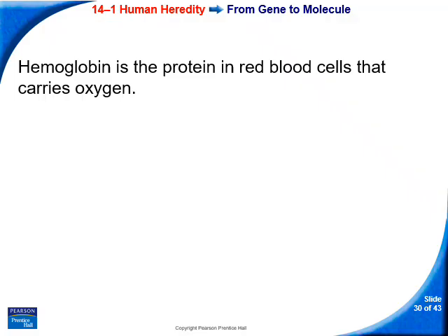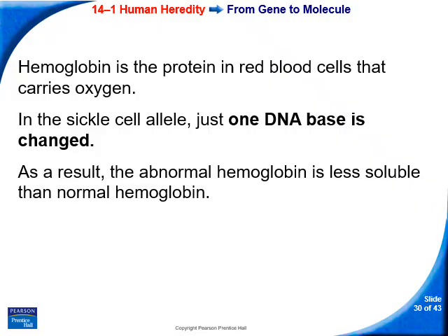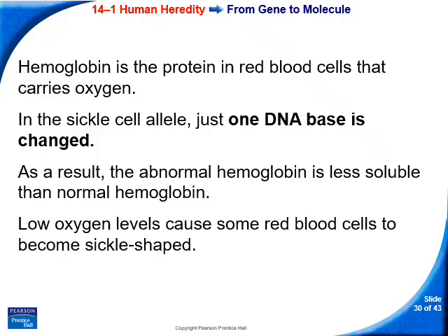Now, hemoglobin is a protein in red blood cells that carries oxygen. If your hemoglobin is unable to carry the right amount of oxygen, then you are always going to be anemic. The sickle cell allele, even if only one DNA base has been changed, can create an abnormal hemoglobin that is less soluble than normal hemoglobin, and it cannot carry enough oxygen. One hemoglobin is supposed to be carrying 4 oxygen molecules. A sickle cell will be carrying only 1 or 2.